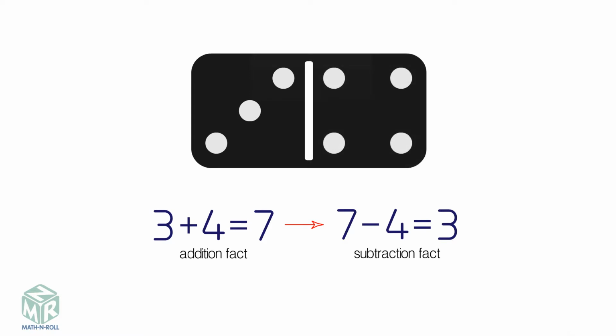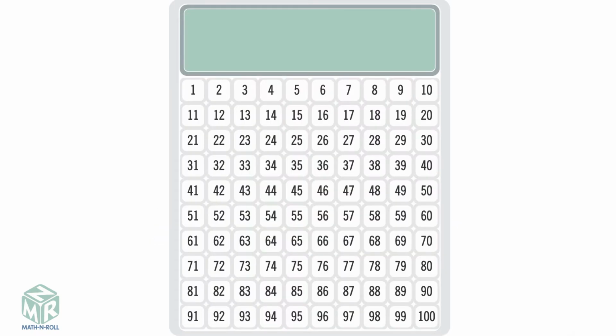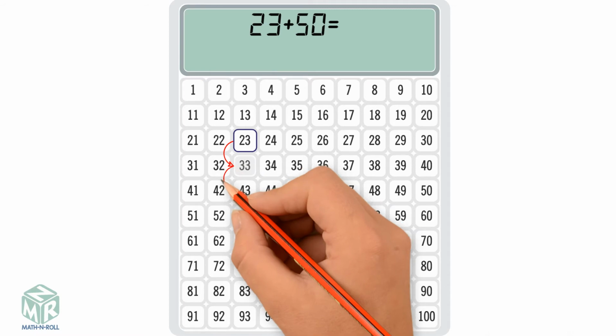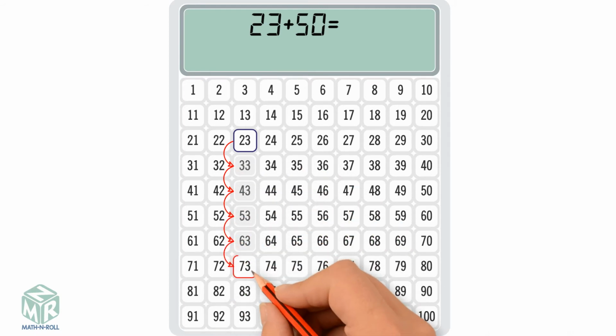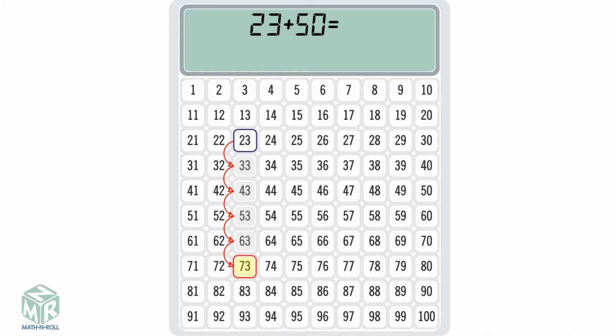We can use a 100 chart to show the relationship between addition and subtraction. Let's try an example. 23 plus 50. Start at 23. Count up 5 tens. Equals 73. So 23 plus 50 equals 73.